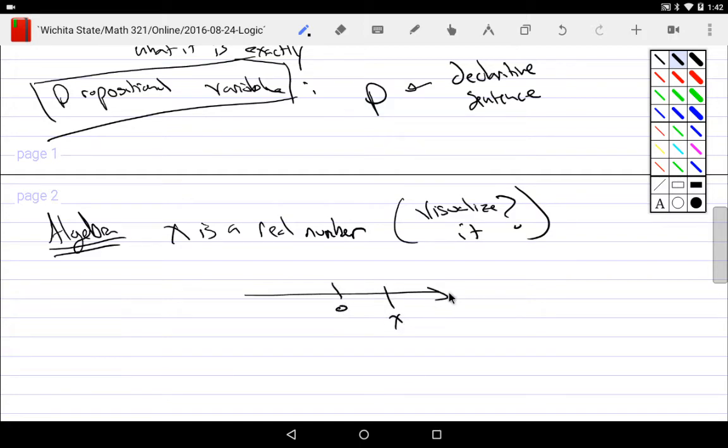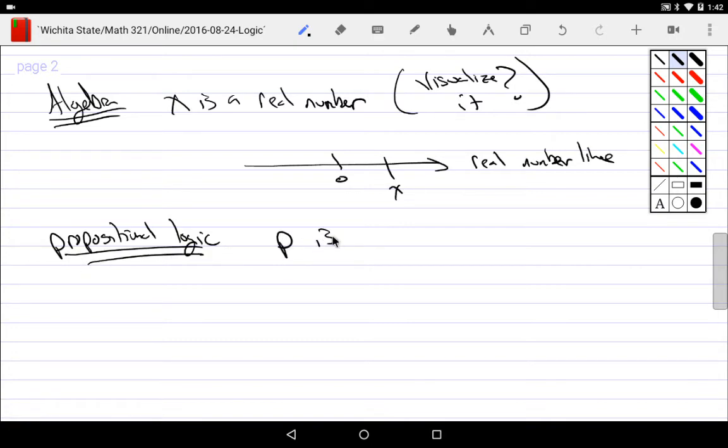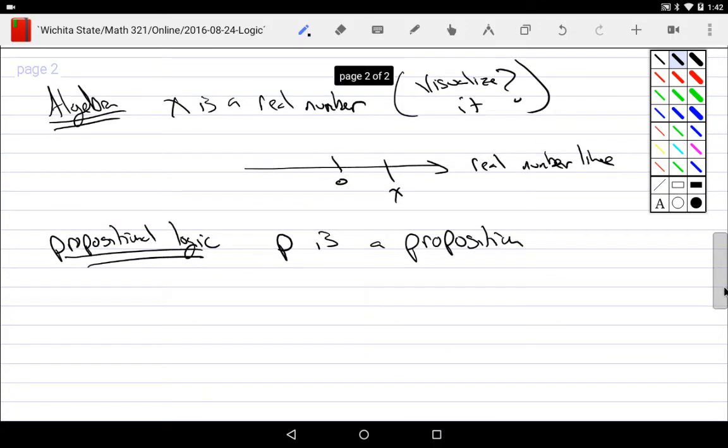And so x is somewhere here, right? And so the real number line in its entirety is all the infinite number of values that x could take on. X could be 0, it could be positive, it could be negative, anywhere from minus infinity to infinity. All right, but for propositional logic, what's interesting about P is a proposition. How would I visualize that?